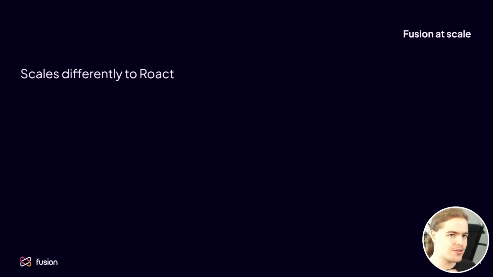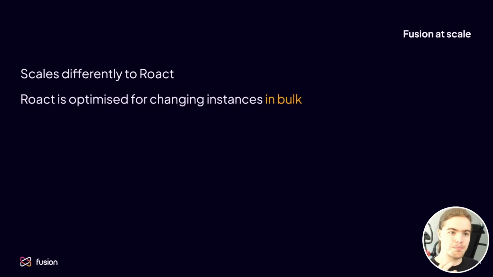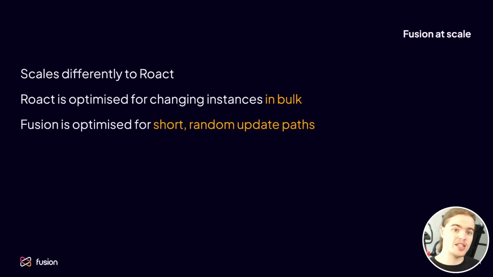You see, it has different scaling characteristics compared to something like React. React is best optimized for changing instances in bulk, because it stores a lot of data about them and performs big comparison operations to check whether they're up to date. On the other hand, Fusion is better optimized for short, random update paths. That is, it does a better job of updating simple things frequently, which is why you don't have to jump through any hoops to do things like animation, for example.